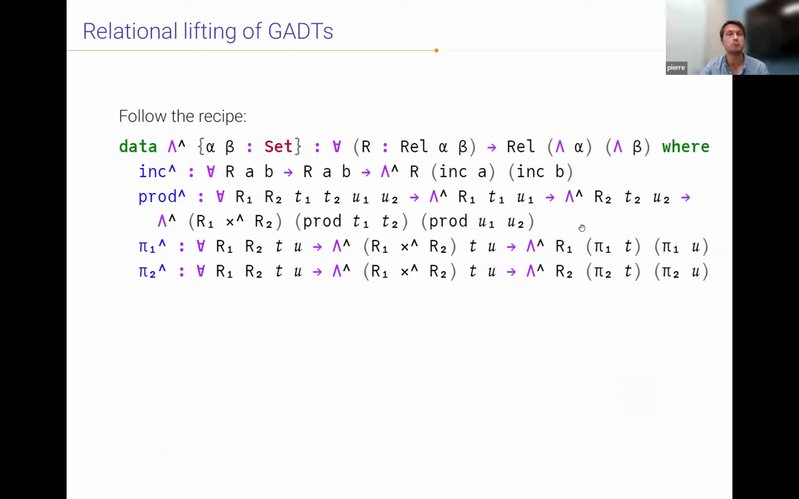So I don't have any means to produce an element of Lambda hat of R for an arbitrary relation R between two elements constructed with prod. I can only do that if the relation is a product of relations to begin with. The cross hat is a product of relations. I should have mentioned that. So why do I point that out? What is problematic about that?